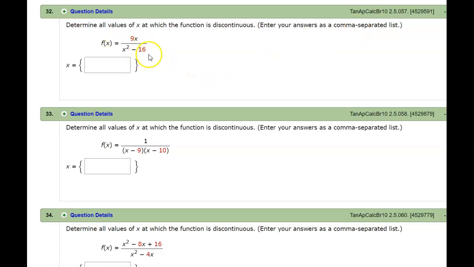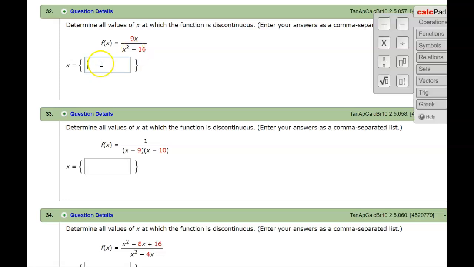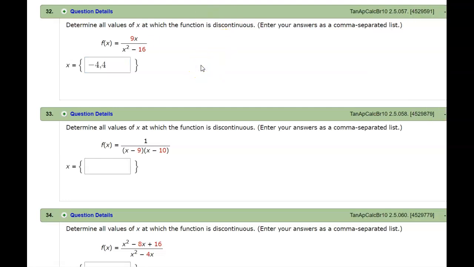So what makes this denominator 0 is going to be 4 and negative 4. Oftentimes when you have an x squared minus 16, you're thinking take the square root, you get 4, but you get a plus or minus 4 when you take the square root. So they didn't say any particular order, but I'll put it in the order of on the number line, and we have negative 4 and 4.